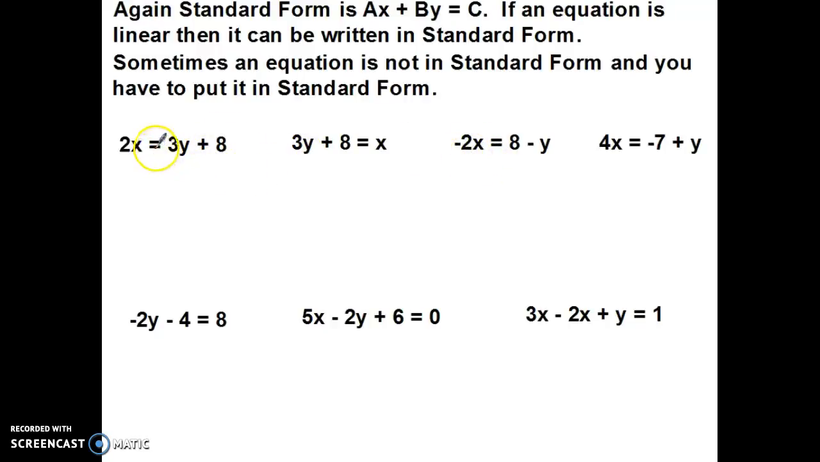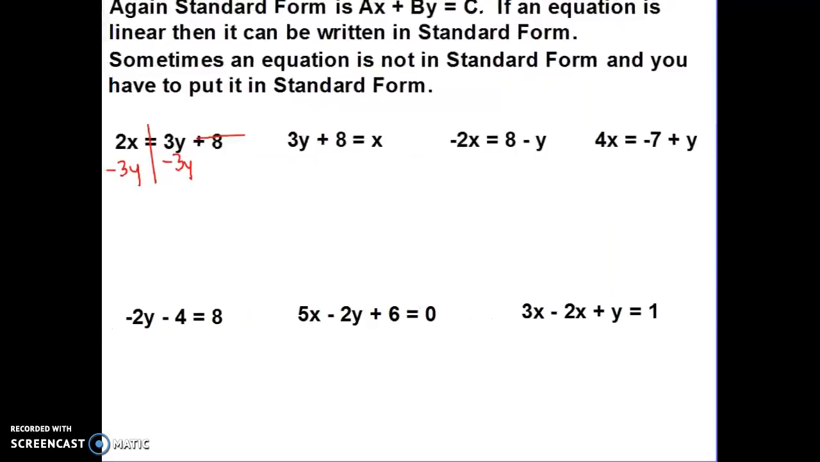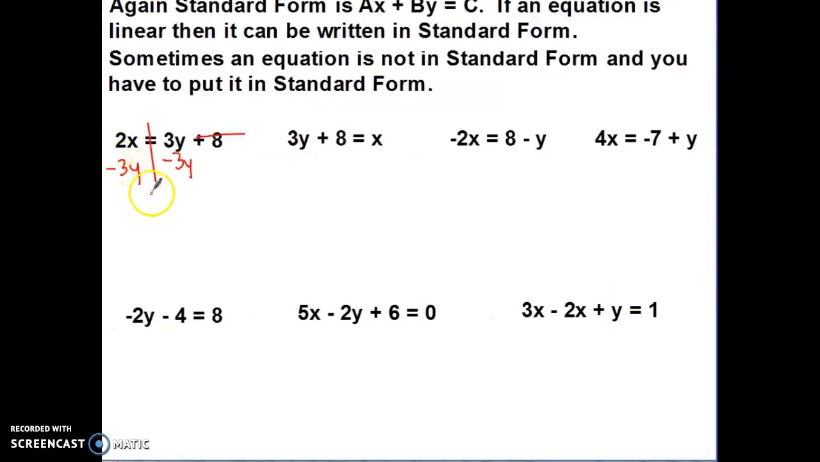So if I want to put this in standard form, the A has to be positive, and then the ax and the by are on the same side, and then c will be on the other side. So I will simply subtract 3y from both sides, and we get, wow, I just moved everything, y'all. I'm not starting this video over. Sorry. All right, and then we get 2x minus 3y is equal to 8. So this is your A, this is your B, and this is your C.